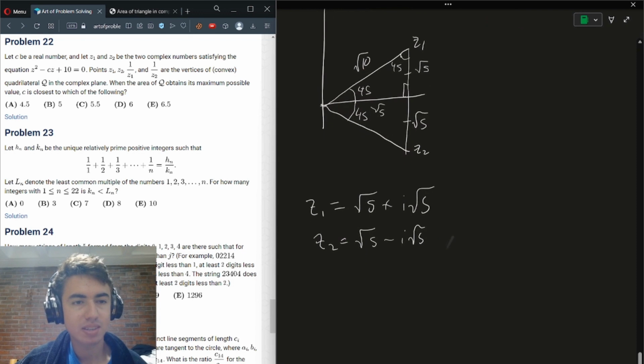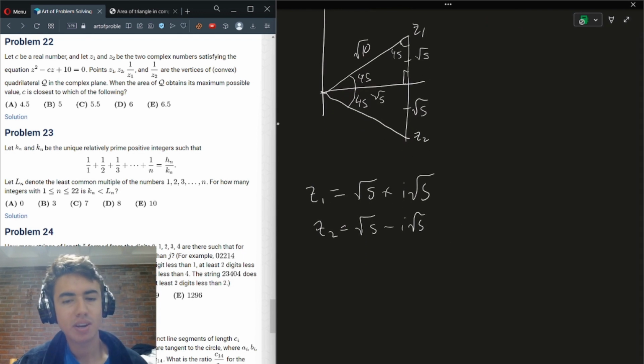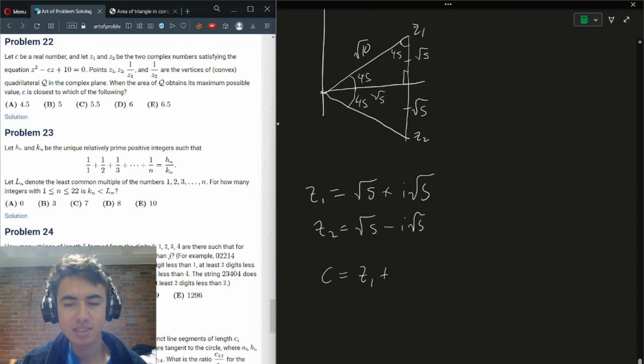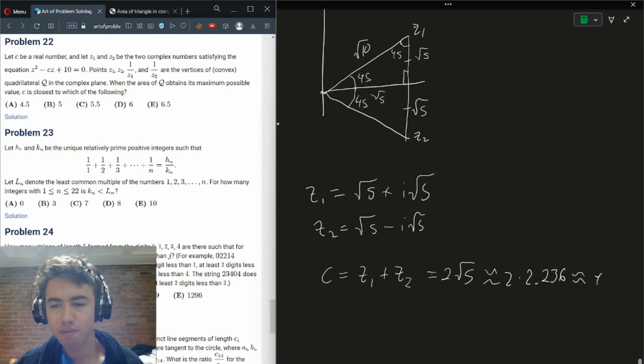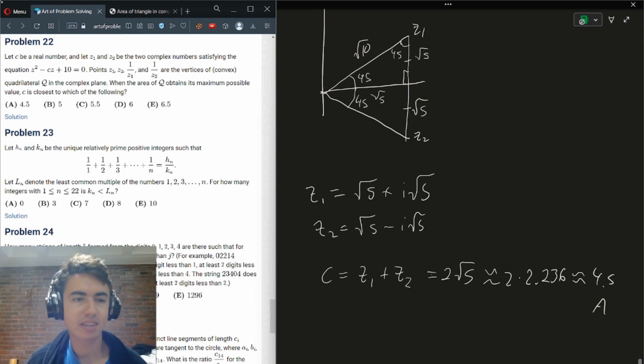Now, how do we get what c is? Once again, we use Vieta's formula. We know that c is equal to z1 plus z2, which you can pretty clearly see is just, in this case, 2 square roots of 5. But what is 2 square roots of 5? Well, the square root of 5 is approximately equal to 2.236. I think it's good to just have some of the small square root approximations memorized. So then, of course, this is approximately equal to 4.5, or a, and then let's check if that's right.